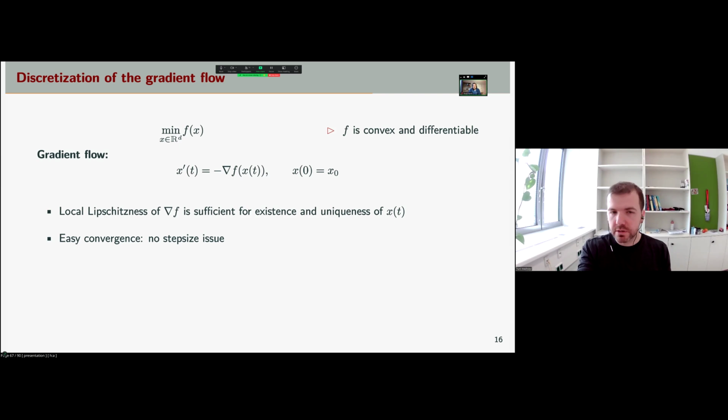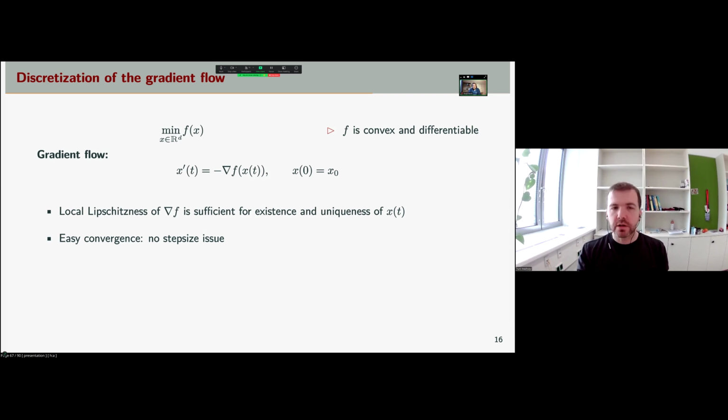You need just local Lipschitzness of the gradient, and you immediately have existence and uniqueness, and you don't care about step size. There is no step size, and the proof follows in just a few lines, and you will have a proof that it converges, the rate, and so on. So it's much easier to work with.